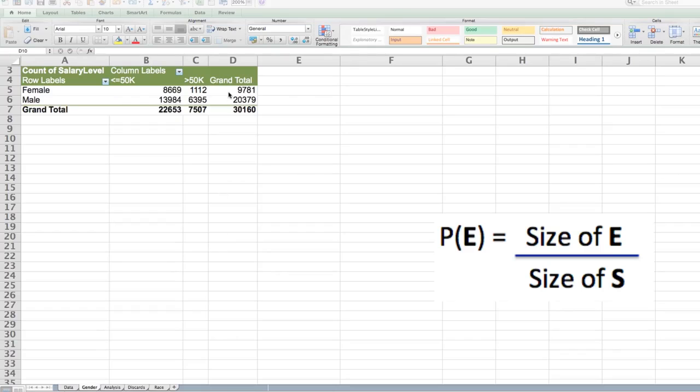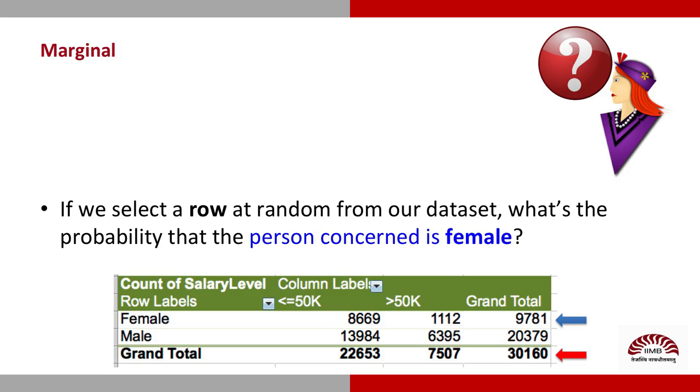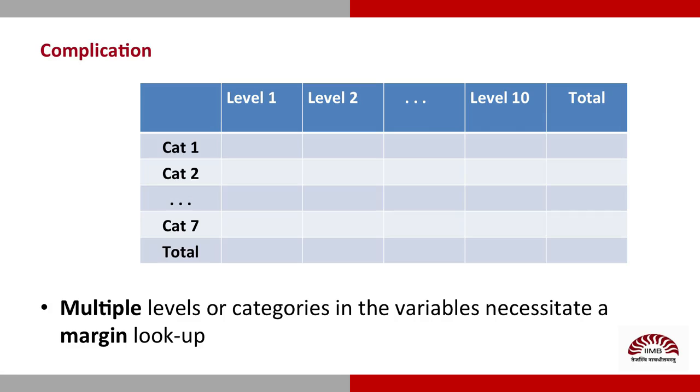Let me get back to my pivot table here. So one of the entries on the margin corresponding to the female row, 9781, forms our numerator. The probability of this event is 9781 over 30,160, or about a third. Such quantities are called marginal probabilities because they are computed by directly looking up the margins instead of accounting for every level of the variable.